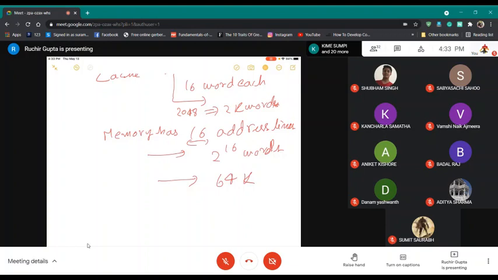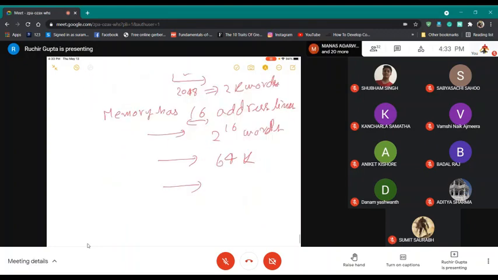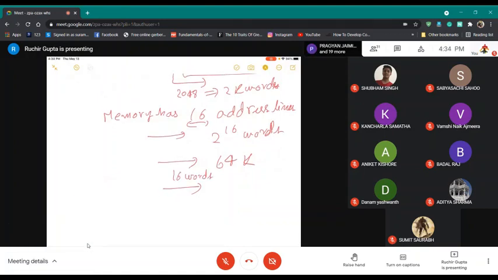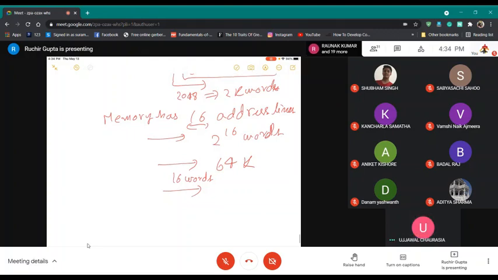And how many blocks? For example, here we are talking about 128 blocks of 16 words each. How many blocks will be here of 16 words? How many blocks will be there? 4K. 4K blocks. Right. So just to awaken you.